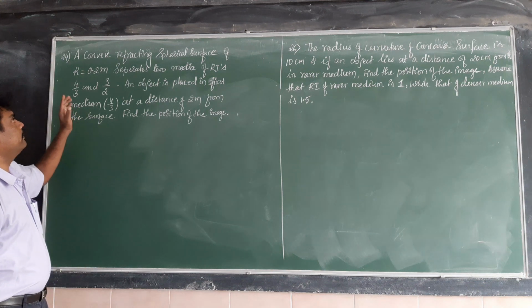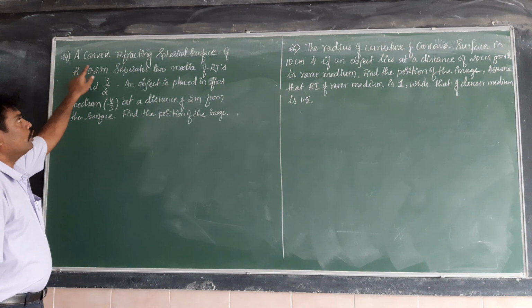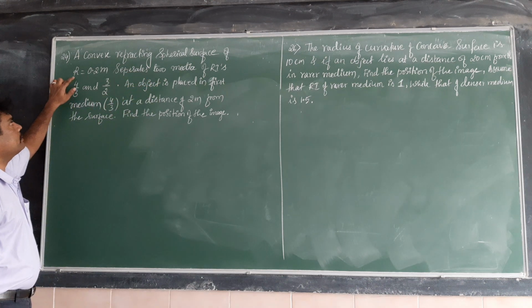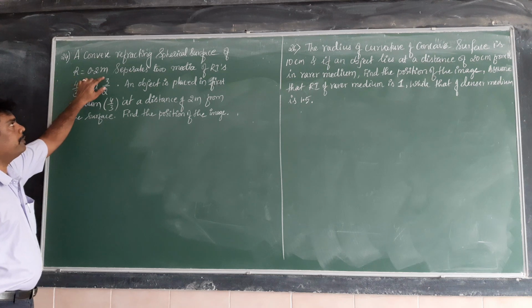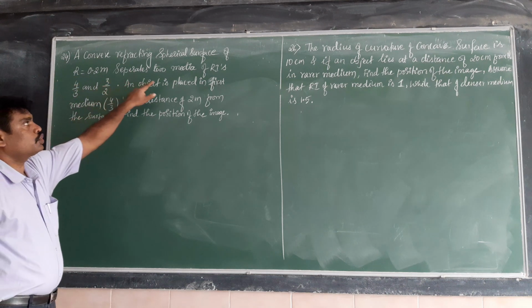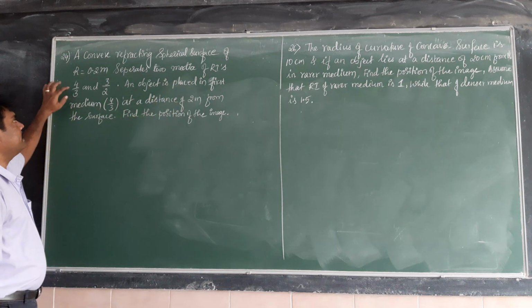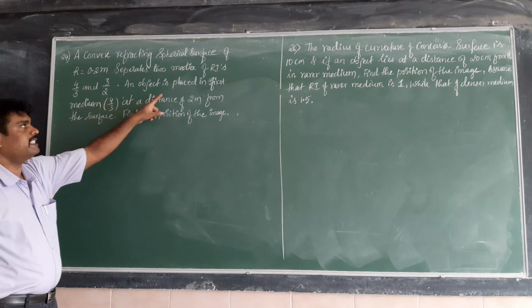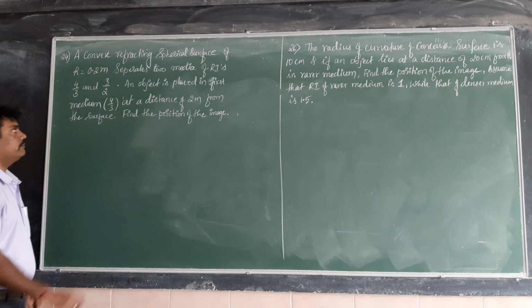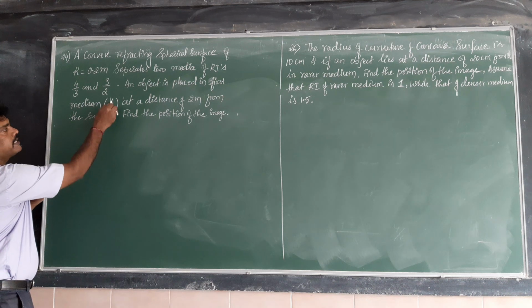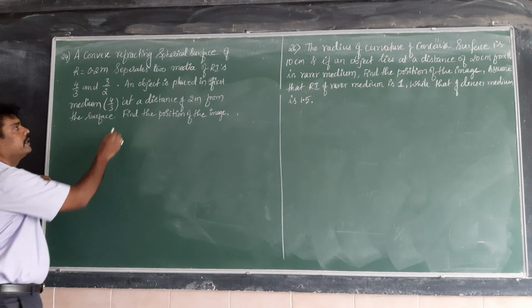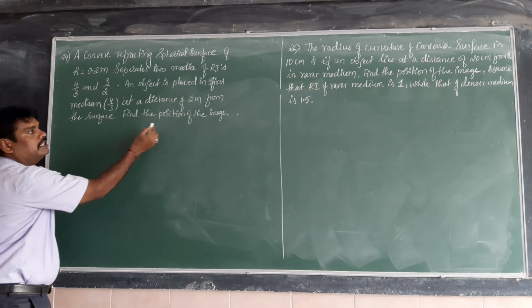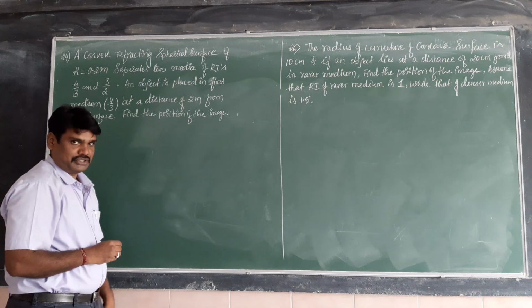In problem number 24, they are given a convex refracting spherical surface of radius of curvature 0.2 meter that separates two media of refractive indices 4 by 3 and 3 by 2. An object is placed in the first medium, where the refractive index is 4 by 3, at a distance of 2 meter from the surface. Find the position of the image.